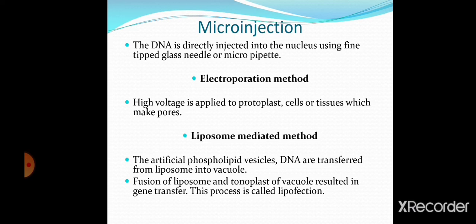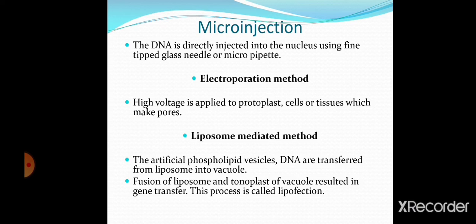Electroporation method. Electro means what? A pulse of high voltage is applied to the protoplast cells or tissues. So when we apply this high voltage, they create transient pores. Transient means what? They disappear. These pores disappear in a short time. It creates transient pores in the plasma membrane, through which we can introduce the foreign DNA.